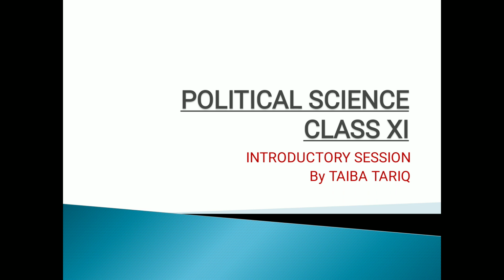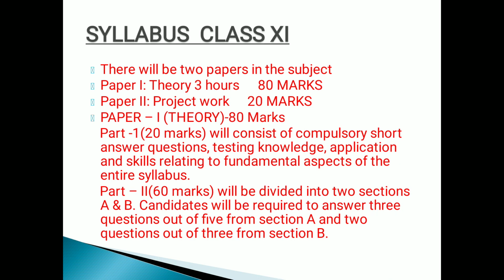Let's start with that. First of all, I'm going to explain you all about the syllabus of political science, right? What is it in there? Now there will be two papers in this subject. Remember, there will be two papers in this subject. Paper 1 covers the theory part, which will be of 3 hours and carries 80 marks. Then paper 2 is the project work, that carries 20 marks.